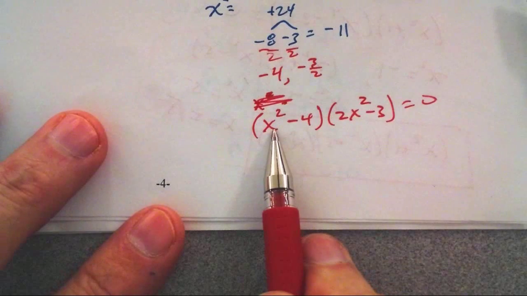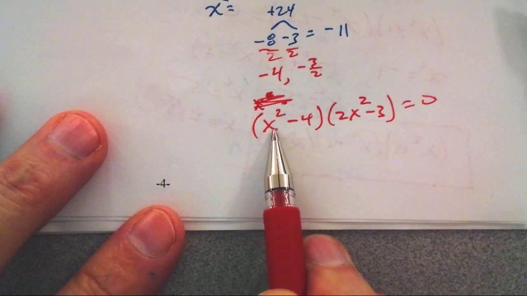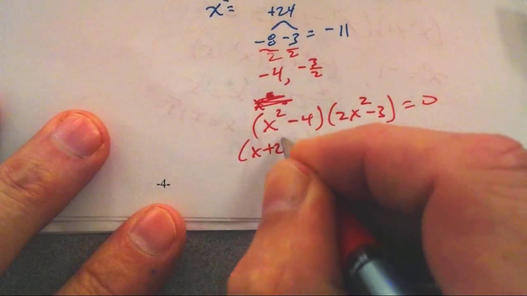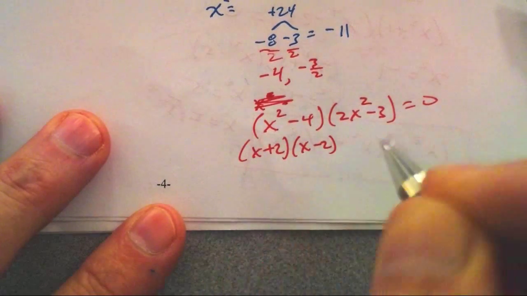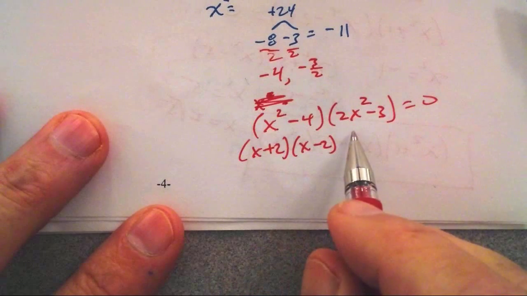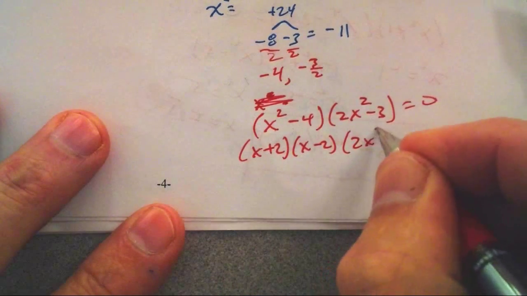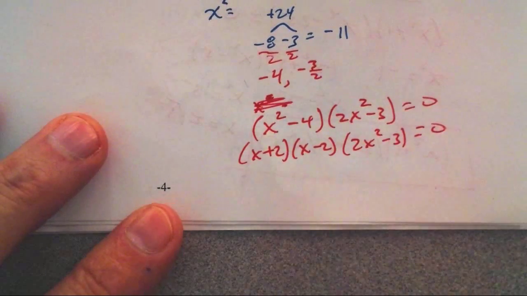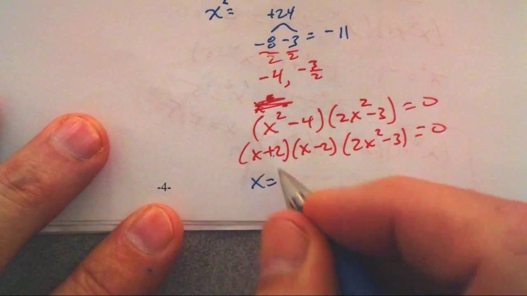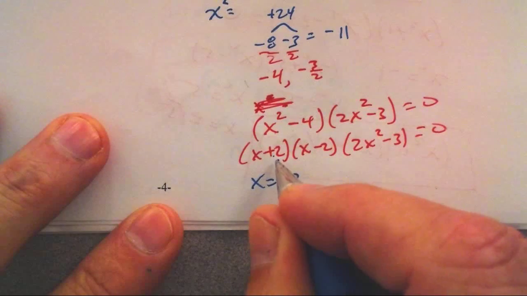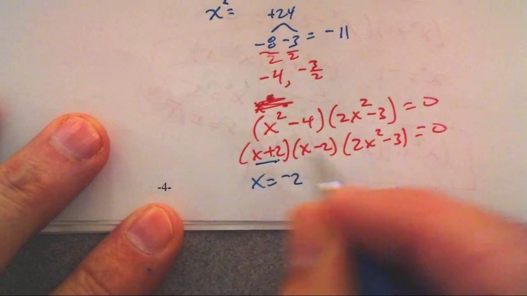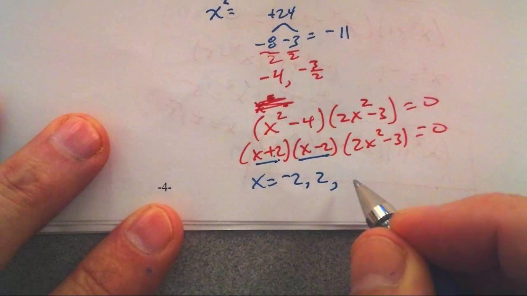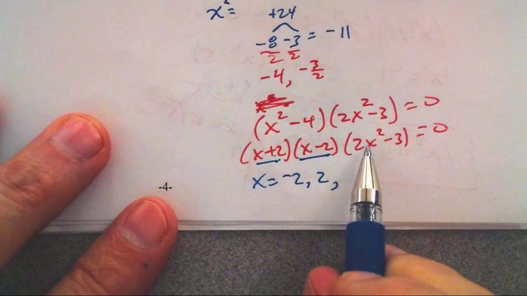Does this factor? Perfect square minus perfect square. X plus 2 times x minus 2. This one not so easy. 2x squared minus 3 equals 0. So x could equal negative 2. That would make this 0. X could equal 2. And let's see if we can do this in one step.